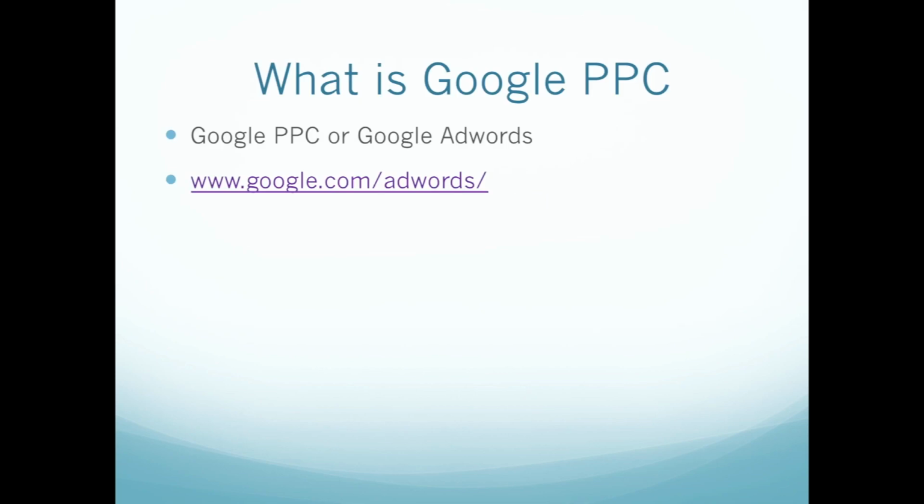So what is Google Pay-Per-Click? Google Pay-Per-Click or Google AdWords are the paid advertisements you find in the margins of the Google search results, either on the right side or the top or the bottom.